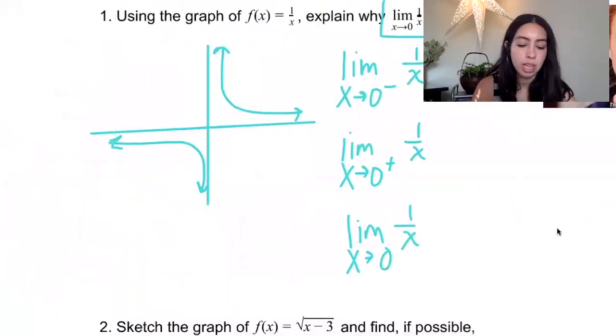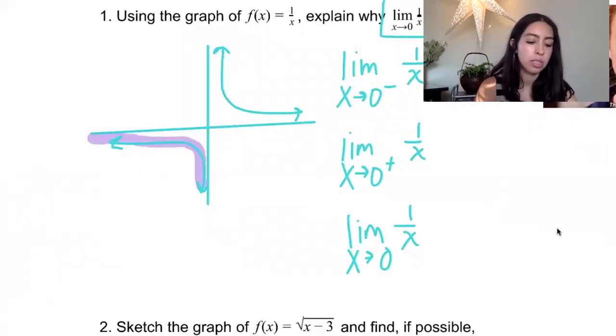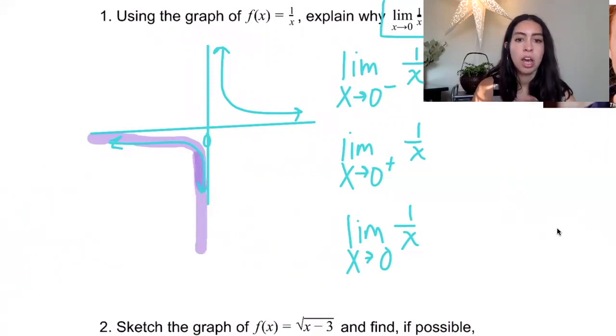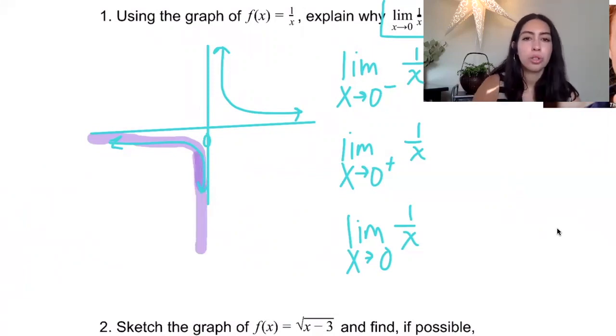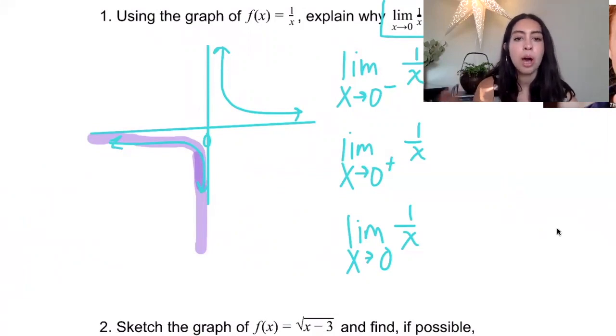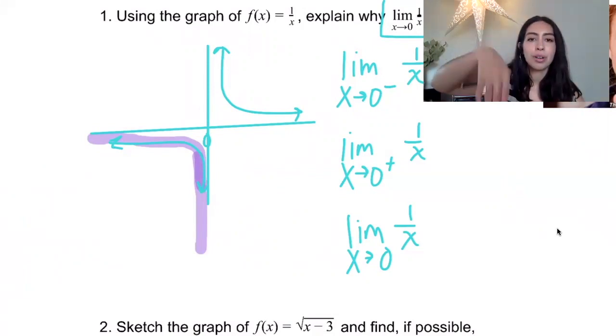So let's start with the left side. I'm going to start way over here and just kind of follow the function. And I'm trying to get close to x equal to 0, which is this line right here, that's x equal to 0. So I'm moving in towards it, but notice, what is my graph doing? The more and more I try to get closer to x equal to 0, my y values, they're going down, right? Are they approaching any specific y value?